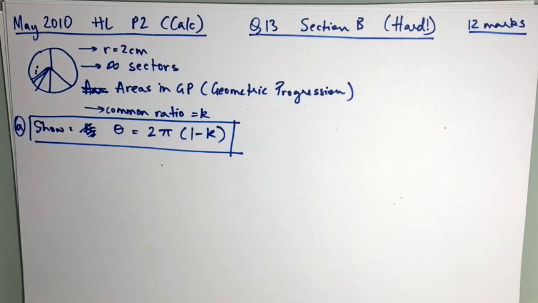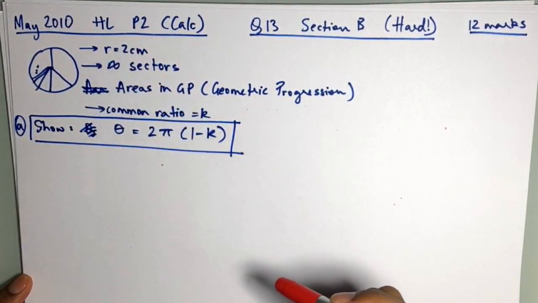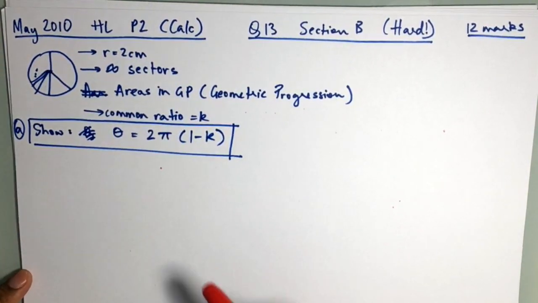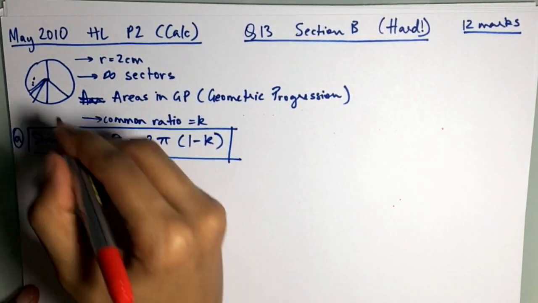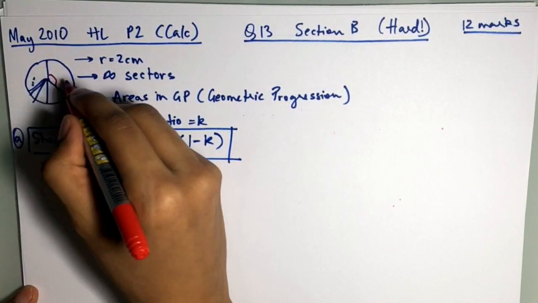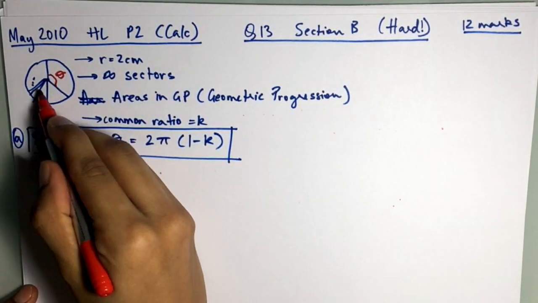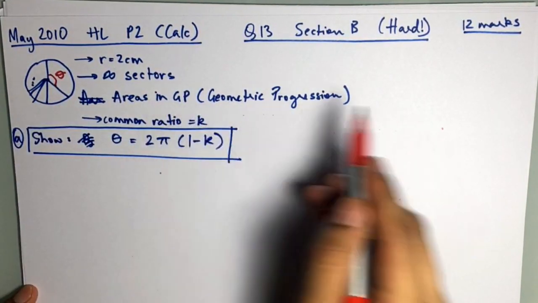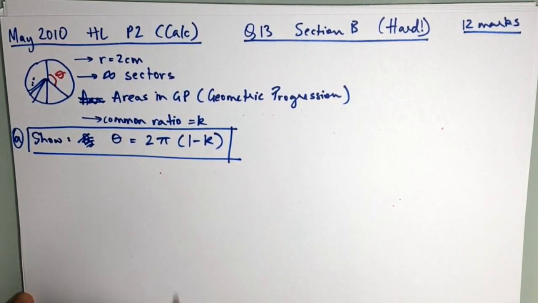So let's get started. The question says that the circle has a radius of 2 cm with an infinite number of sectors, and the areas of the sectors are in geometric progression. The internal angle of the first sector is theta, and the common ratio between the areas of the sectors is k. And we need to show that theta equals this expression.